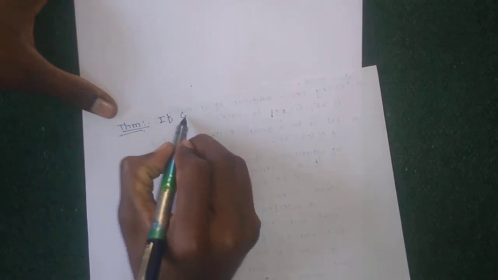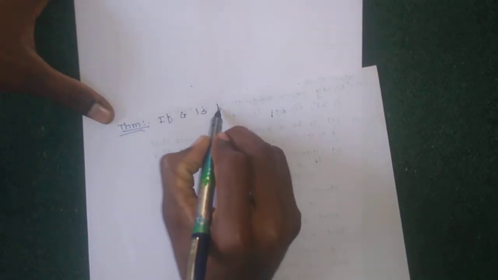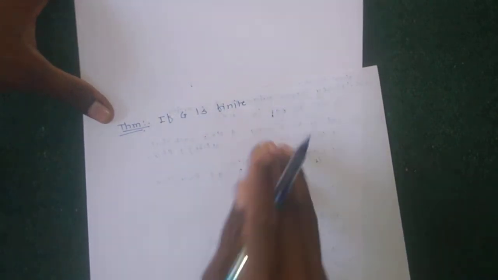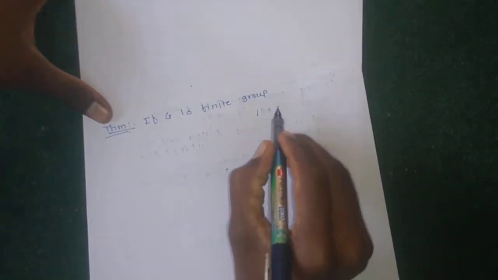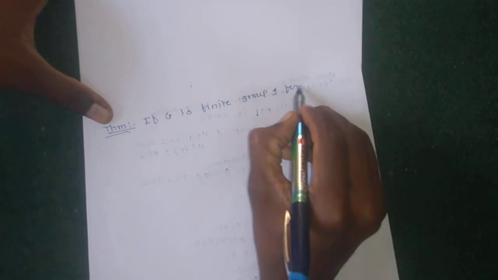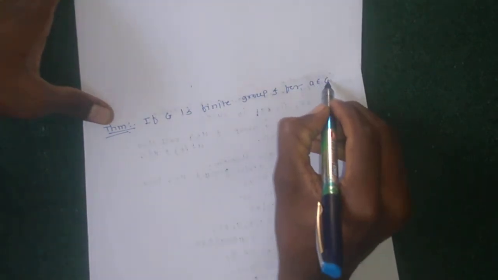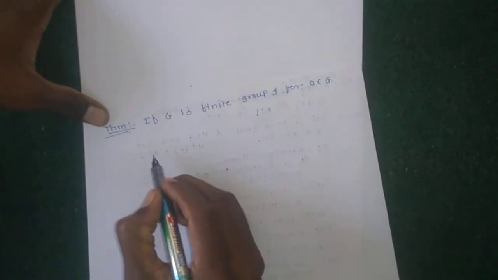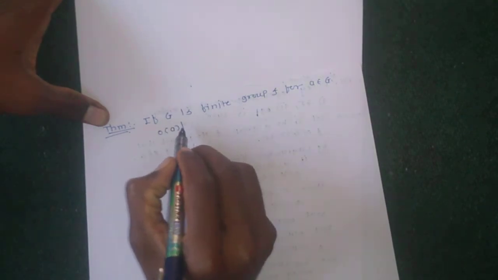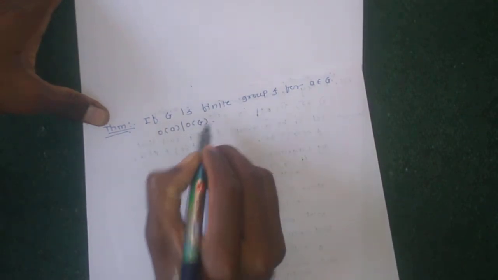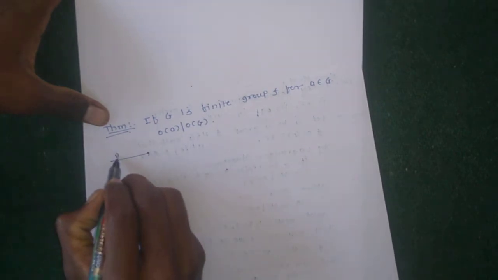This is the important theorem for university exam. Okay, if G is a finite group, and for a belongs to G, the order of a must divide the order of G. Okay, the order of a divides the order of G.